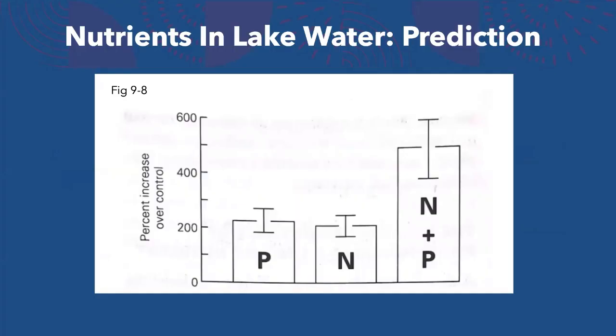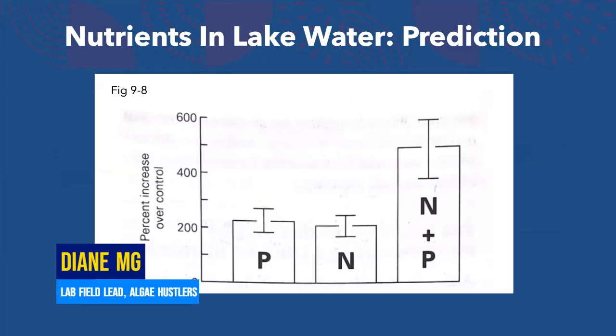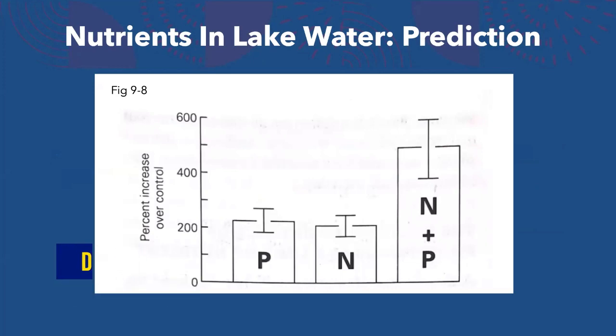So this is the key figure that we got inspiration from for our hypotheses. This is from figure 9-8 from the limnology book, and it's what we expect to see. Both nitrogen and phosphorus are growth-limiting nutrients, and each nutrient by itself stimulates an average doubling of the growth. When added together, they produce an average of 5-fold increase.